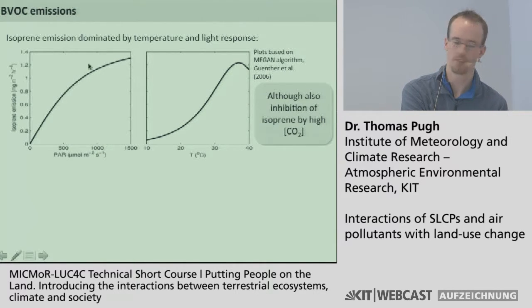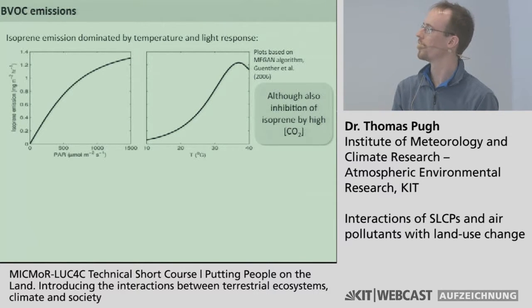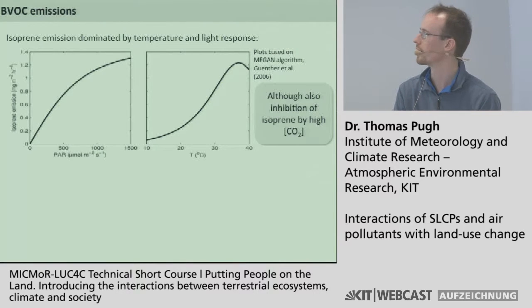There's also a very strong temperature response, even stronger than the one to light. So emissions at 20 degrees C can be several times lower than those at 30 degrees. Very, very strong response, which eventually tails off at high temperatures. Monoterpenes, some of them have a light dependence, some of them don't. Some of them are emitted throughout the day and the night. Isoprene is only emitted during the day.